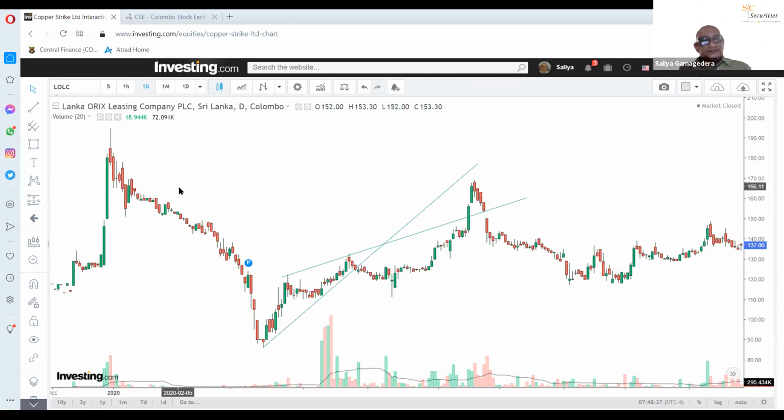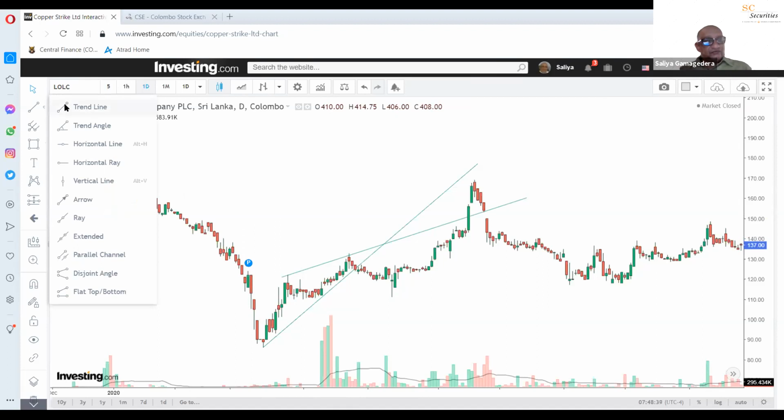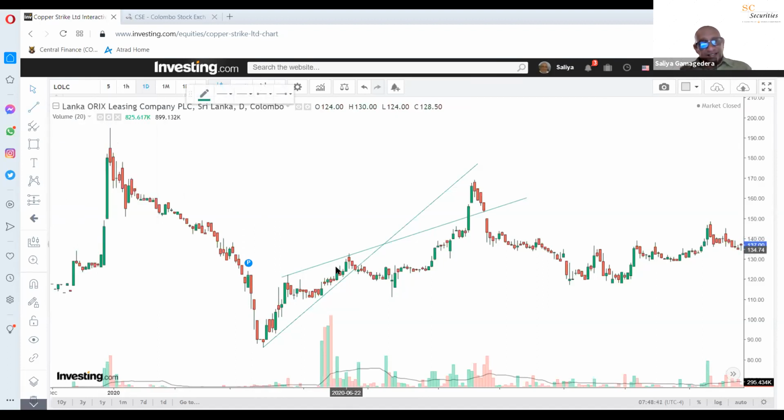So now what we do is we will first be using the highs. Now, when we are analyzing the uptrend, first we use the lows, followed by the highs. Conversely, we first use the highs on a downtrend, followed by the lows. Now this point and this point I will be connecting like this. At the same time, I'll be connecting this point to this point.